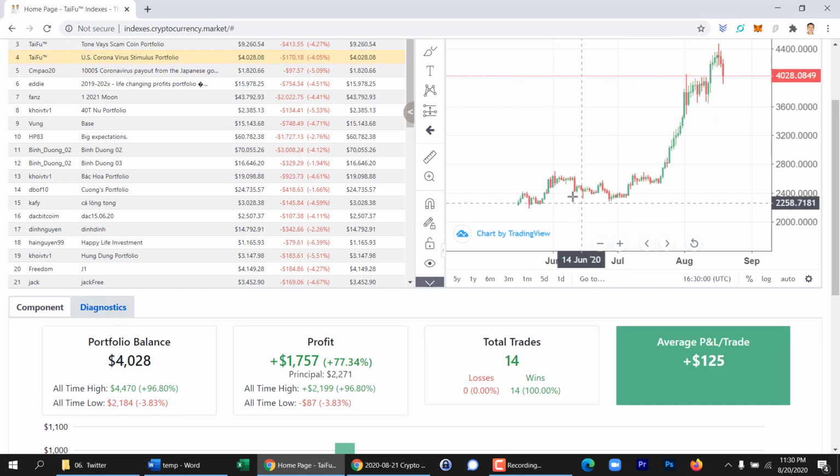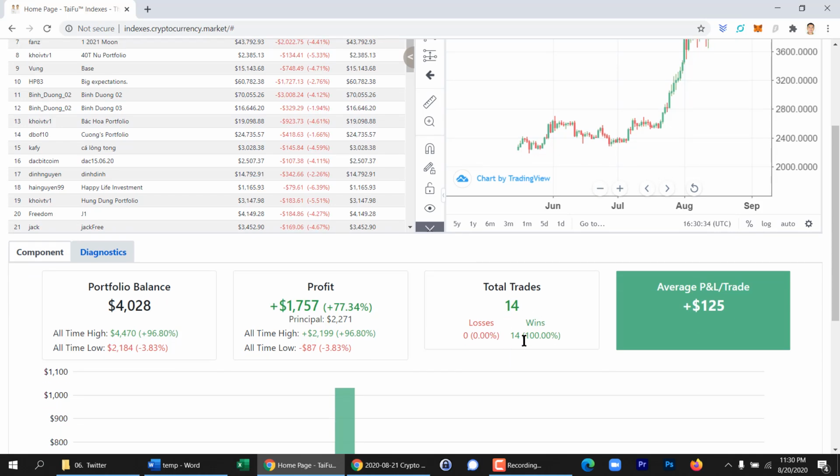It's not too bad considering that we started this portfolio on the 16th. June 16th would be 1 month, July 16th would be 2 months, and August 16th would be 3 months. So this is just barely over 3 months. It's less than 100 days, and we did 77% on this case study. In my opinion, that's pretty phenomenal. That's amazing, especially when we only did 14 trades, right?